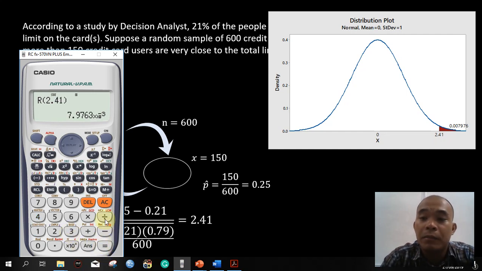Sir, why is it that this is in times 10 to the power of 3? The probability is not this one, right? This is in the form of scientific notation, so you go to shift, setup, and make sure that the scientific notation is times 10 raised to the power of 0. So that is 0.007960, very similar to what we got in our software here.